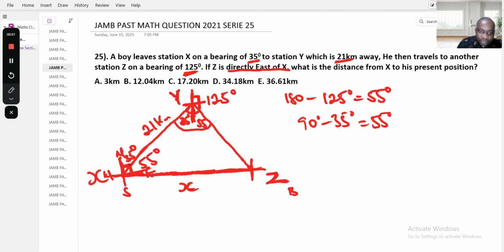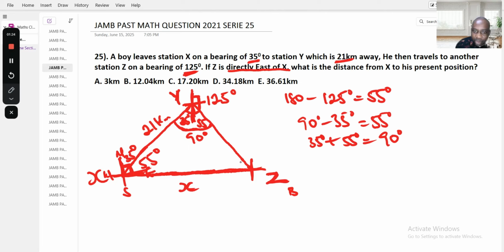So from here to here is going to give us 55 degrees. And to know the angle of this Y, 35 degrees plus 55 degrees is going to give us 90 degrees. It means that from here to here is 90 degrees. Now we are going to use the sine rule to solve this question. If you look here, the distance is 21 kilometers.